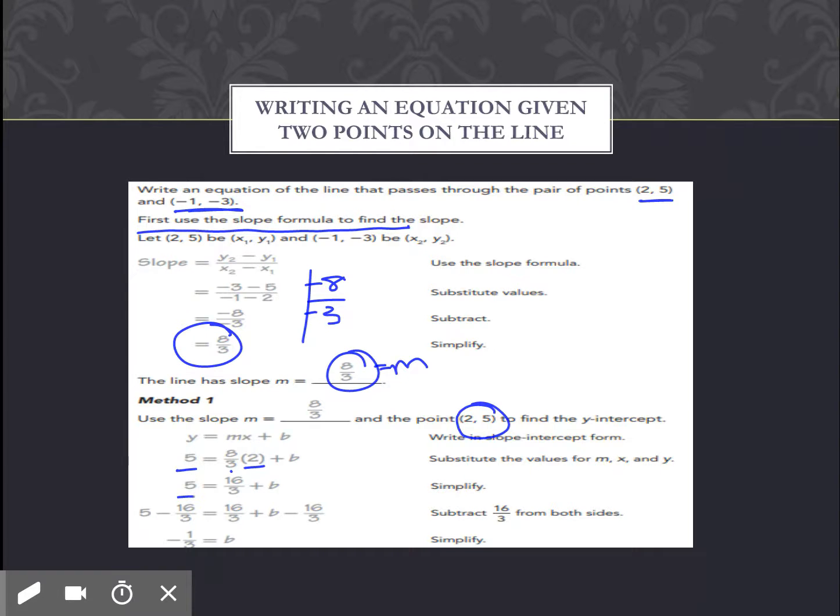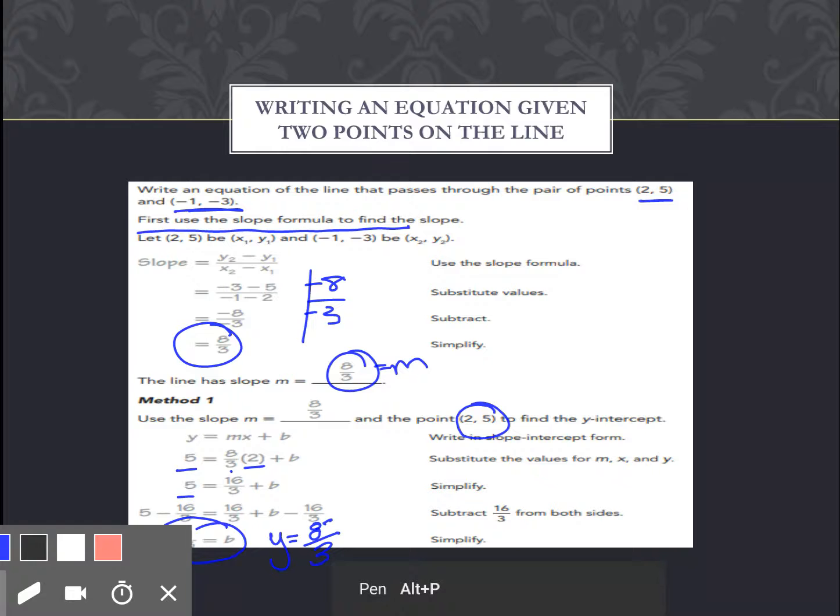So now you get 5 equals 16/3 plus b. They subtracted 16/3 from both sides, and if you would do the math, you would see that your y-intercept is negative 1/3. So the final equation of this line would be y equals 8/3 x minus 1/3.